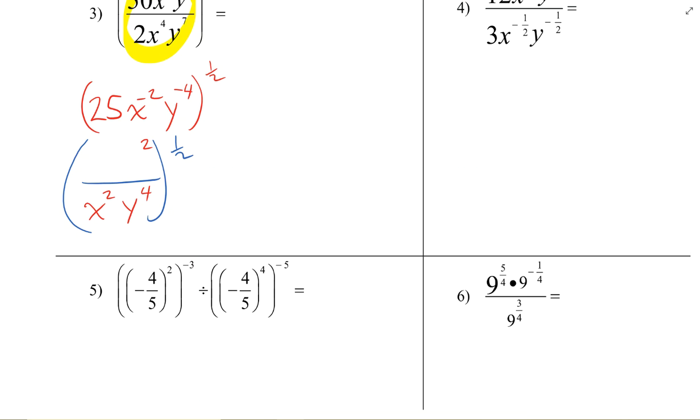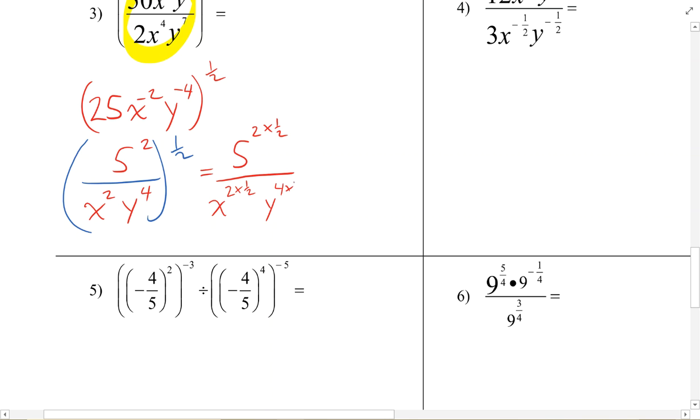And what does 25 become? 5 squared. Okay, so now we can multiply that 1/2 inside. So on the 5, it's 2 times 1/2. What's the work on the bottom? So you're multiplying that in. Go ahead and simplify it.